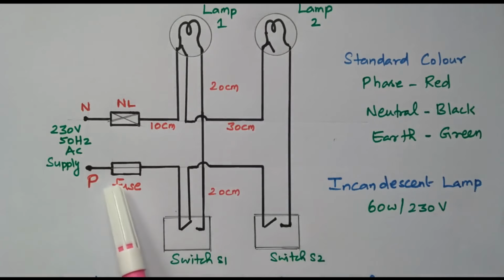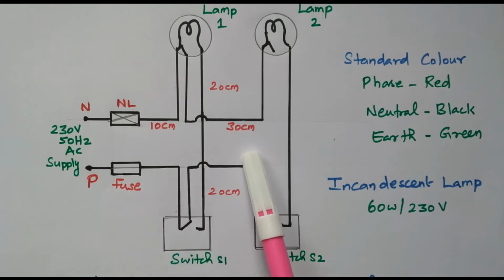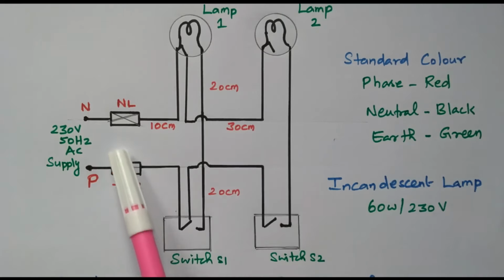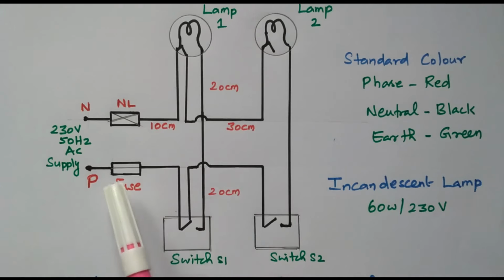Now the phase is connected through the fuse. The fuse is used for protecting the circuit. If any overcurrent is taken by the circuit, the fuse will blow. Blow means it will cut the entire circuit, so that the circuit is disconnected from the phase.